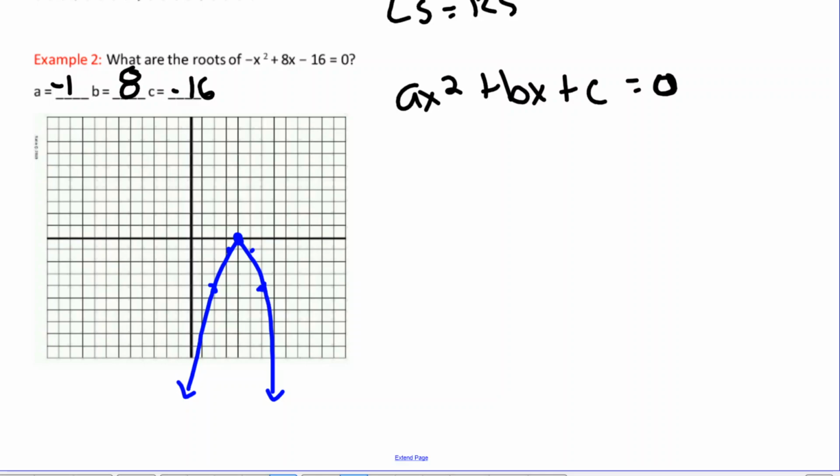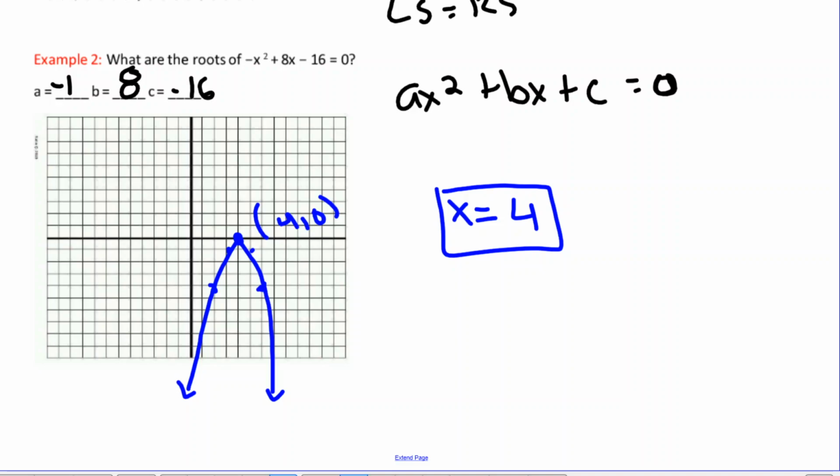So what are our solutions? Well, our solutions are those x values of the x-intercepts. And our x-intercept was at (4, 0). So x equals 4 is our solution. This time we only have one solution because there is only one x-intercept. Remember, there were multiple possibilities. We could have one x-intercept, two x-intercepts, or 0 x-intercepts. And that means that we would have no solution.